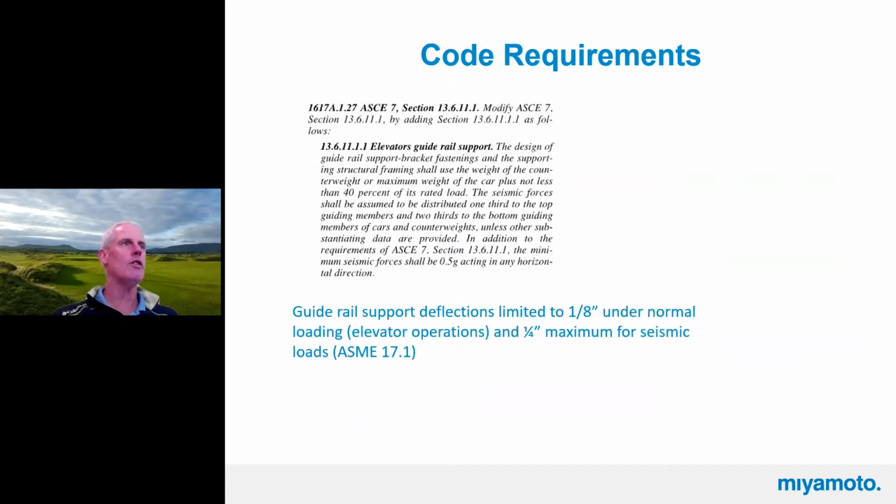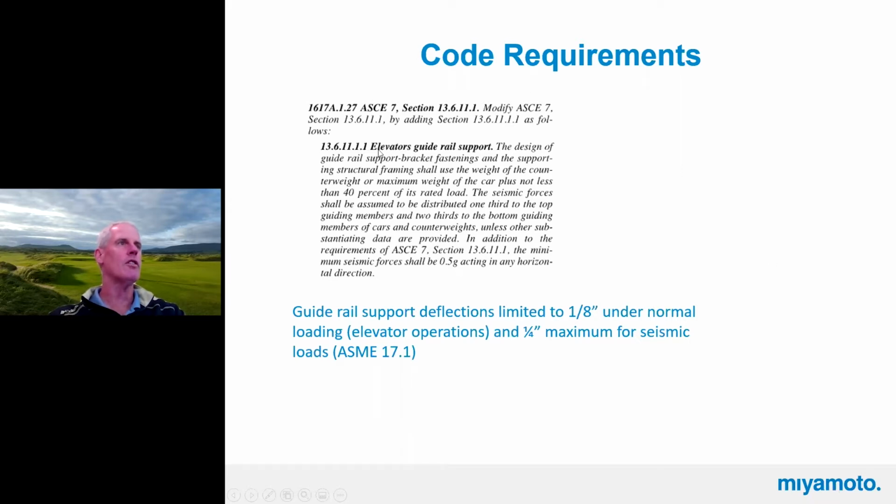Here are our code requirements, in the CBC chapters. In ASME, guide rail support deflection, this is what we really need to remember. Our systems are limited to a 1/8 inch deflection under operational loading, and to 1/4 inch under seismic loading. The seismic loading will always control in a seismic area, because the operational loads are relatively small and the seismic loads are relatively large. If the seismic loads are more than twice the operational loads, then seismic is going to govern.